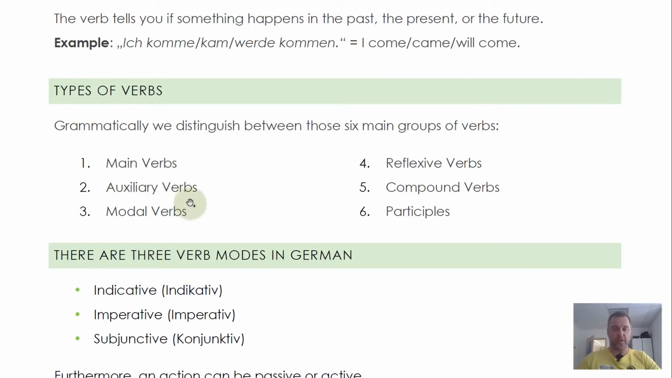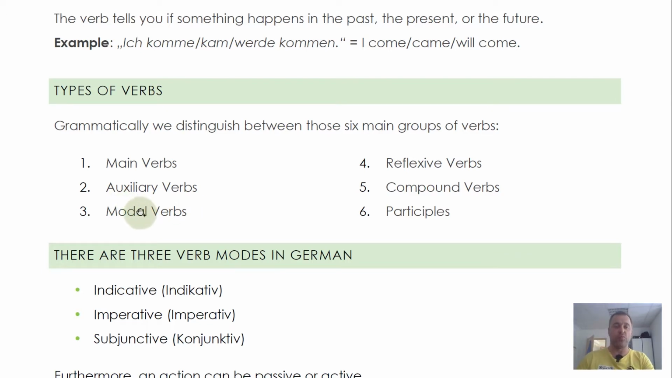Then we have auxiliary verbs. Those are the verbs that are used to form a tense. Like, for example, in English, it would be I was walking home, and in German, this is ich bin nach Hause gelaufen. So the was is an auxiliary verb and the bin is also an auxiliary verb. They don't mean to be here. They're just used to create this past tense.